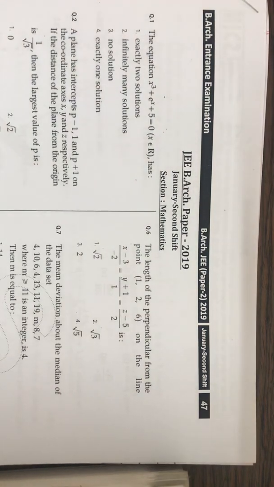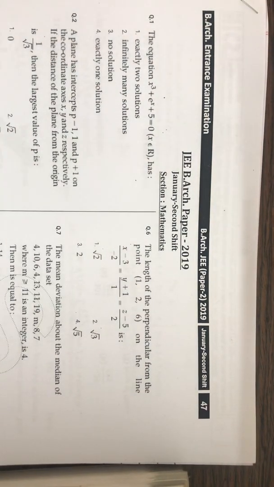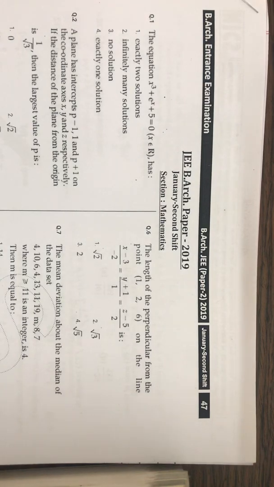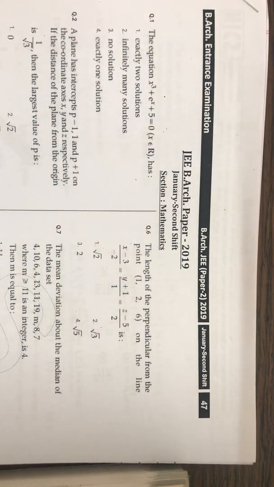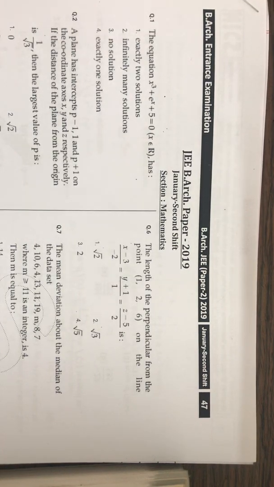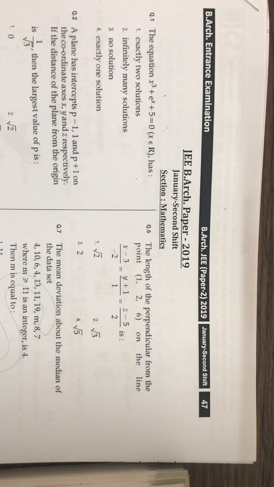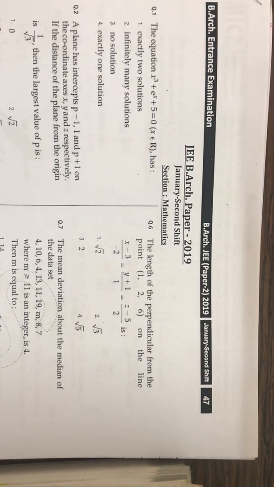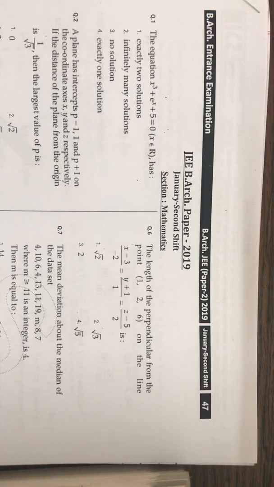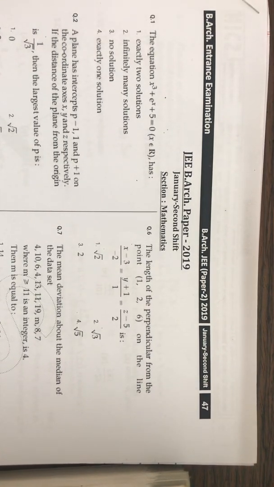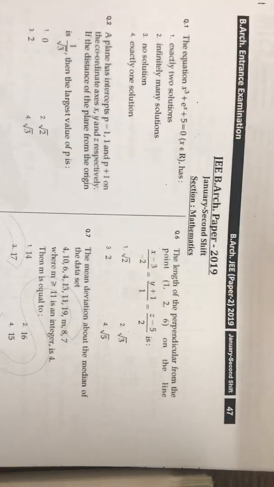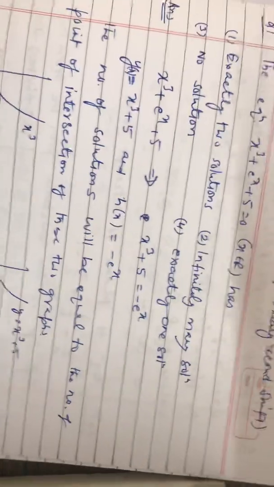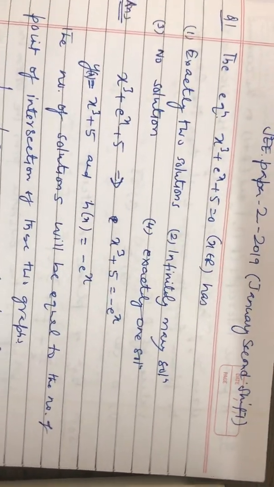Now look at the first question. The equation x cube plus e to the power x plus 5 is equal to 0, where x belongs to real numbers, has the options: exactly one solution, exactly two solutions, infinitely many solutions, and no solution. So this question we can answer using the graphical method, which I'll explain as under.